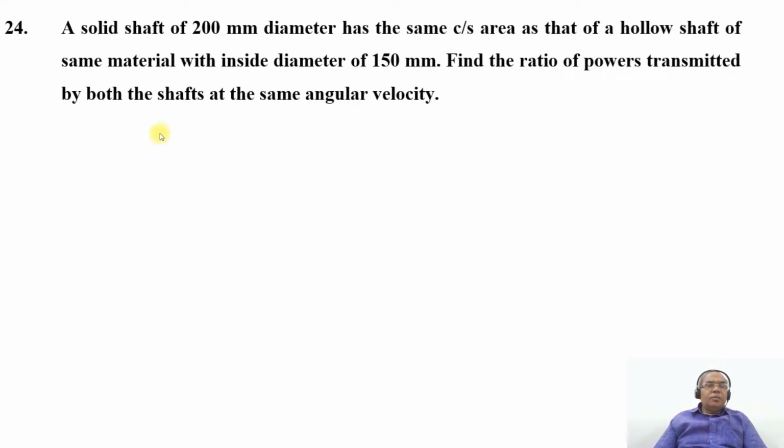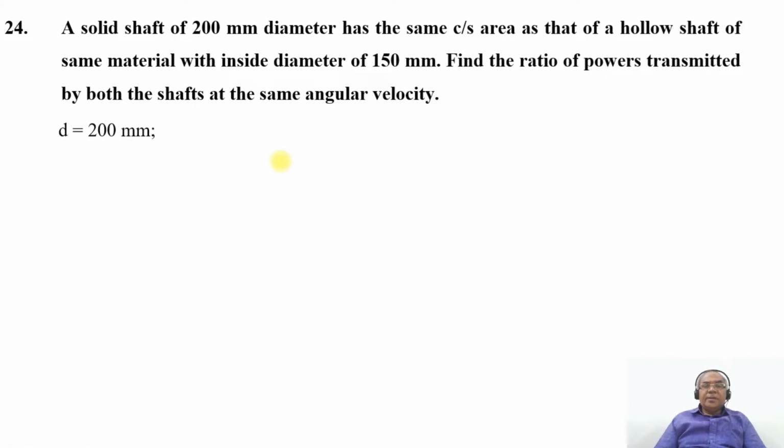Now we're going to take up one more problem on shaft. The problem number 24 treats a solid shaft of 200 mm diameter that has the same cross-sectional area as that of a hollow shaft of the same material with inside diameter of 150 mm. Find the ratio of powers transmitted by both the shafts at the same angular velocity.